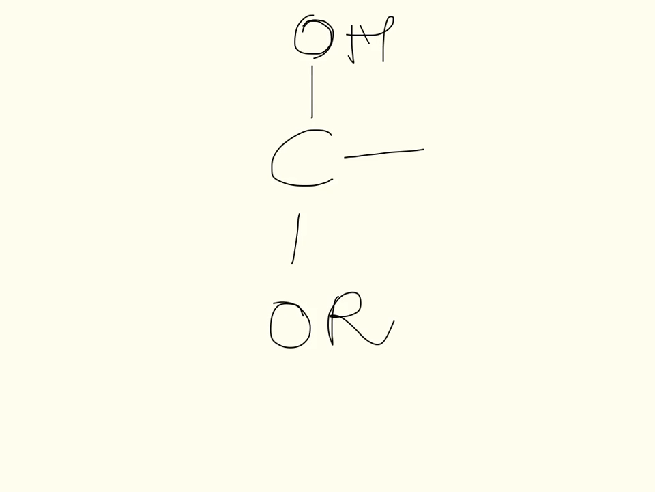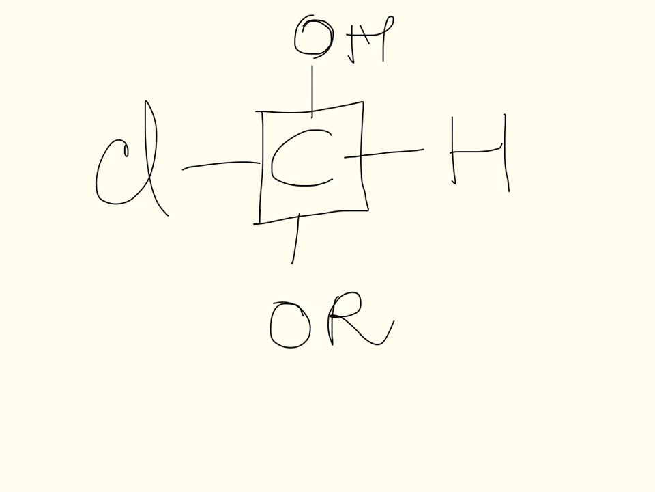Okay. What is a chiral carbon? A chiral carbon has 4 different groups of atoms bonded to it. So C, OH, OR, H, Cl, for example. Right? So this carbon atom has 4 different groups of atoms bonded to it.